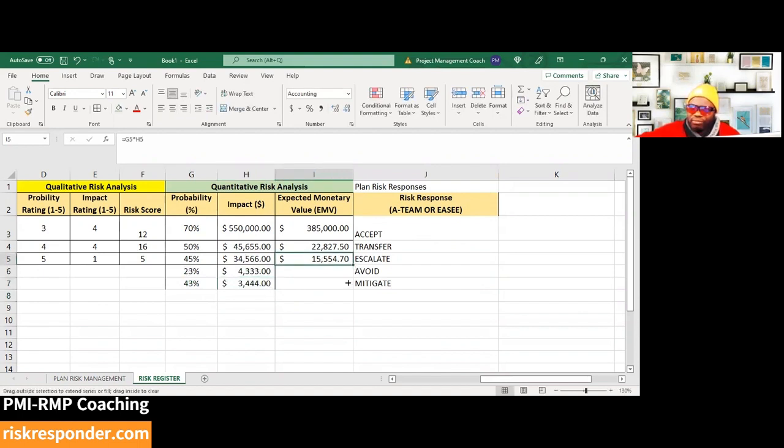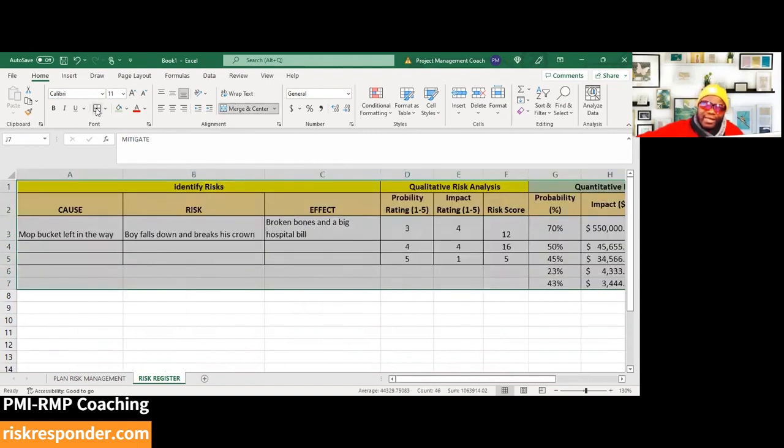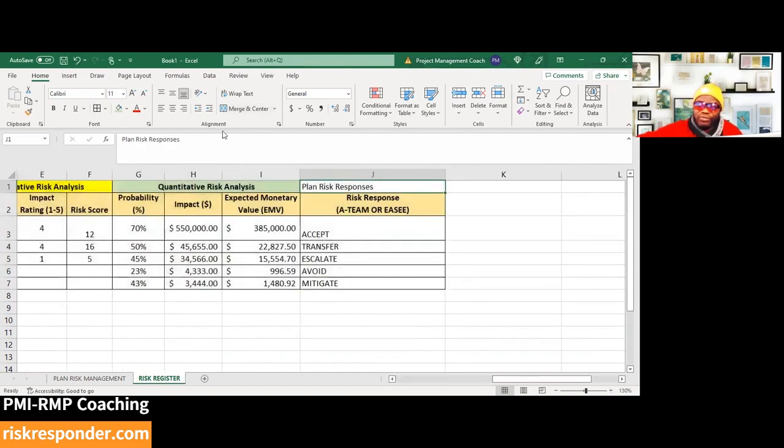You would have the option of choosing whatever strategy. Accept is doing nothing. Transfer is transferring it to a third party, like insurance. Escalate means this strategy is beyond my stated authority, or this is beyond the project. It should be handled at the program level. Avoid is cutting off parts of the project or not doing the work. Mitigate is reducing the probability or the impact. So we have these 5. And honestly, that is the majority of the story of risk management.